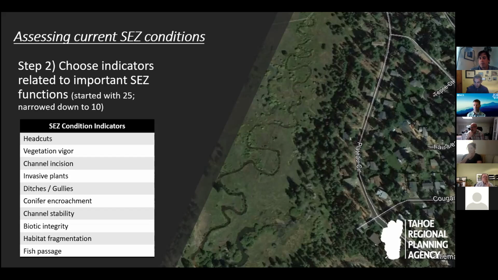And I think that is the significant step forward that's going to really inform not only condition, but decisions moving forward in terms of where we want to make investments or how we want to make policy changes.